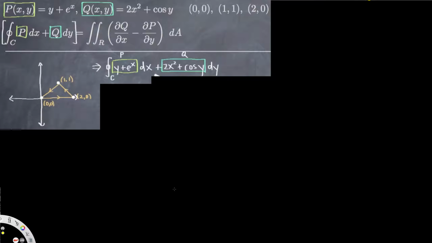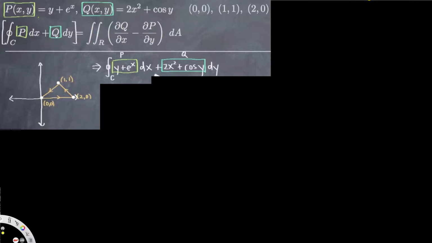In this video, we are going to see how to use Green's theorem when we have two regions. In this particular problem, we are asked to find the line integral of the given function, where p of x comma y is equal to y plus e power x, and q of x comma y is equal to 2x squared plus cos y. That is bounded by this region. All of that region is already in the graph.